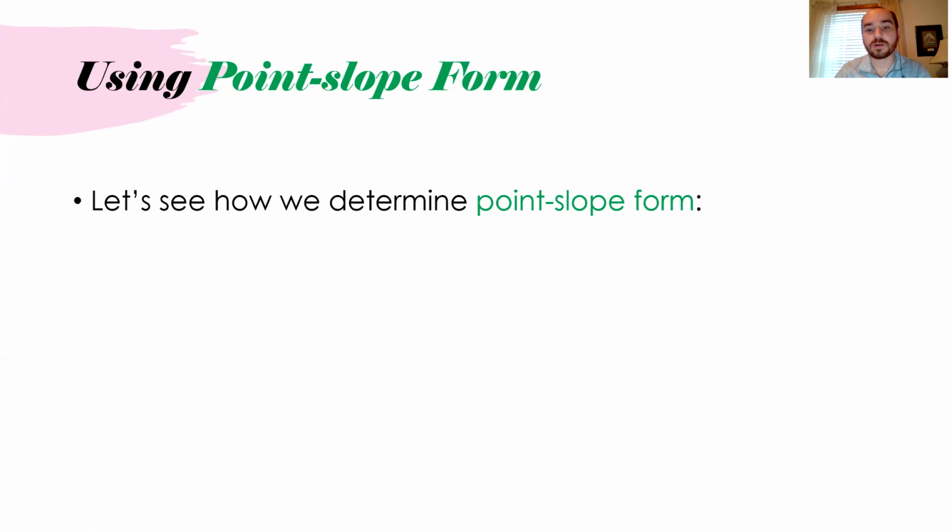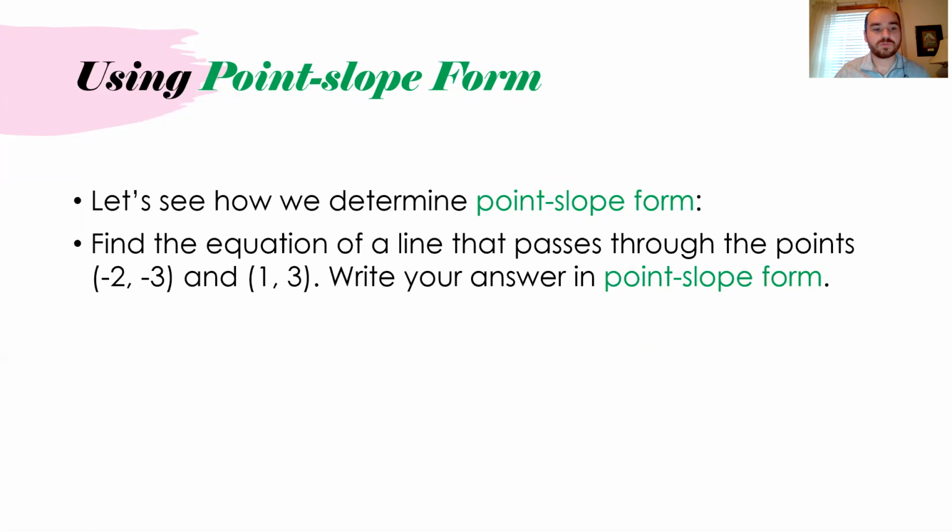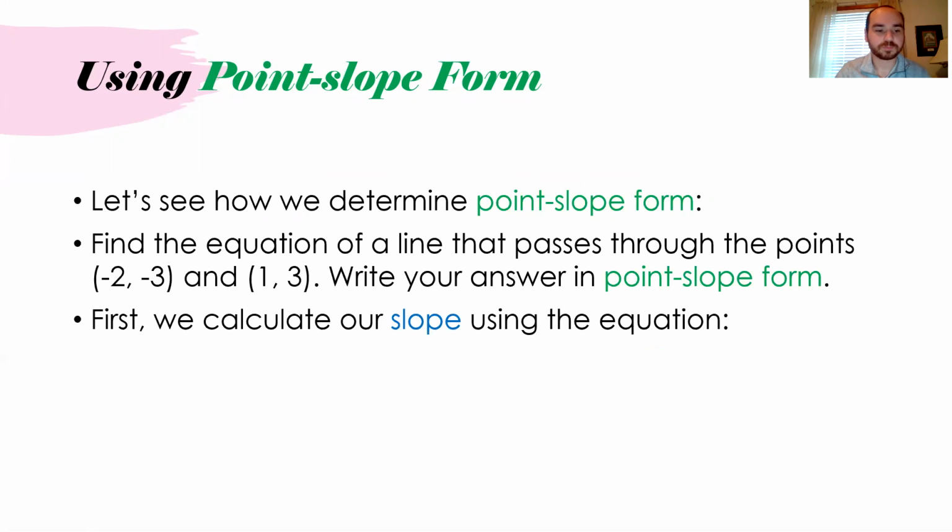So let's see how we determine point-slope form. For the first example, we want to find the equation of a line that passes through the points (-2, -3) and (1, 3). And then we want to write our answer in point-slope form. First, we need to calculate our slope, and we do that the same way we would normally with slope-intercept form. So m equals y2 minus y1 over x2 minus x1.